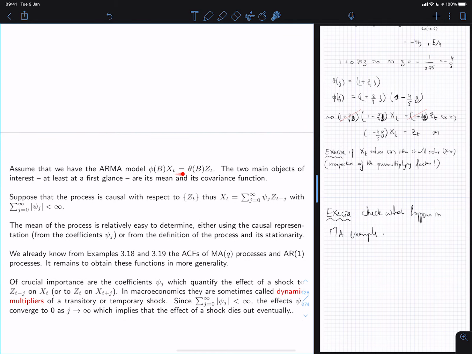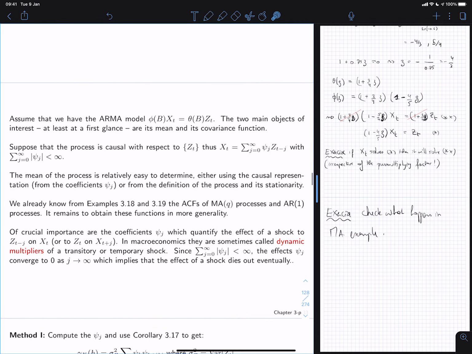Now we have the ARMA model, we have the polynomials, and let's suppose that everything is going fine. So everything is nice. XT is causal with respect to ZT, so it means that phi has no roots inside the unit disk. These guys have no roots in common, and we have been able to express this guy here. Well then, the mean of the process, we have it. It's just a combination of the psi j's, and the covariance is also just a combination of the psi j's. So these psi j's contain everything we need to know.